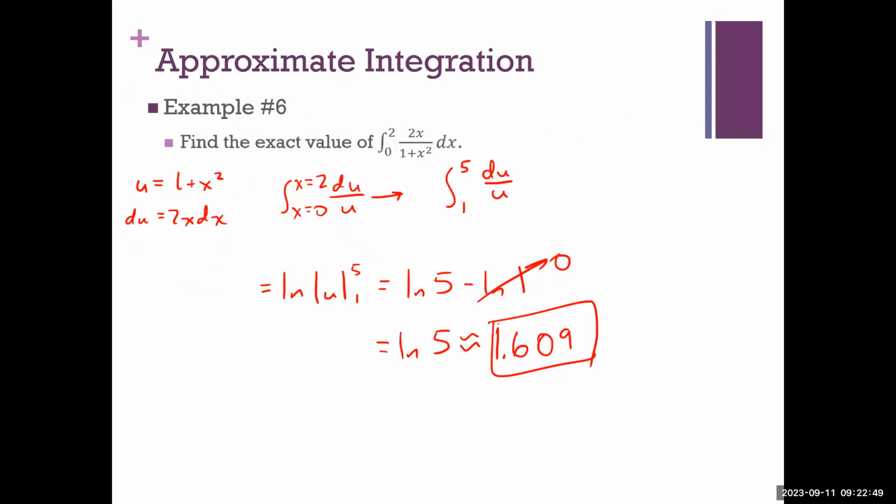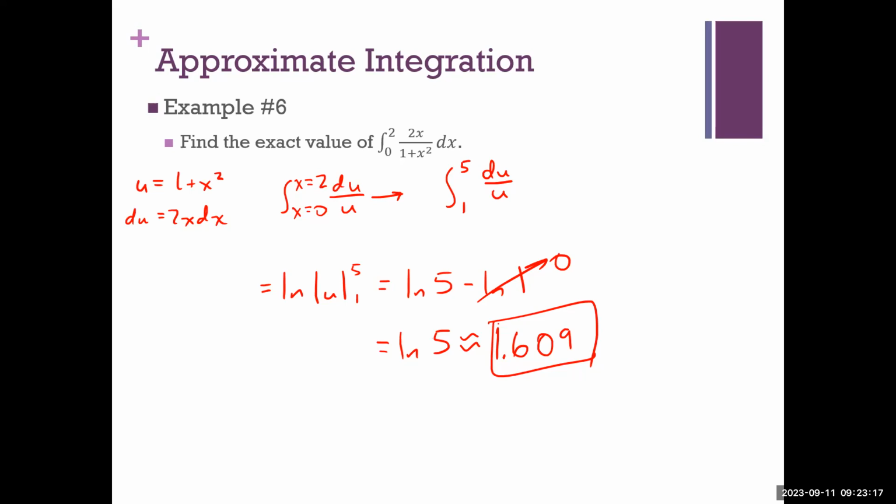Why did you do this ln5 minus ln1? We don't have to plug in u again? So the 1 and 5 there are the bounds for our integral. Oh, we already did that? Yeah, so the 0 and 2 are our bounds for x. But then basically we traded that integral for an integral involving the variable u, which is why the bounds changed as well.